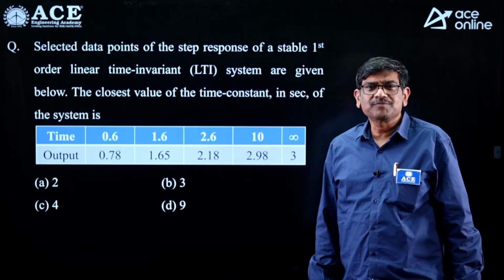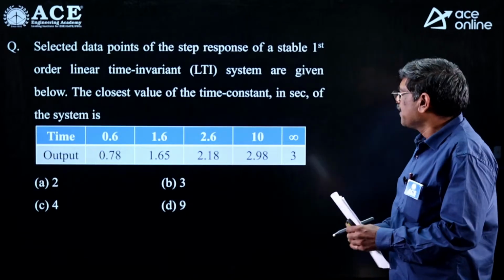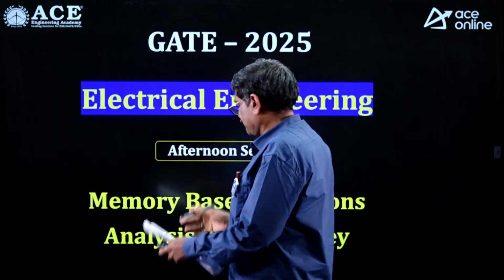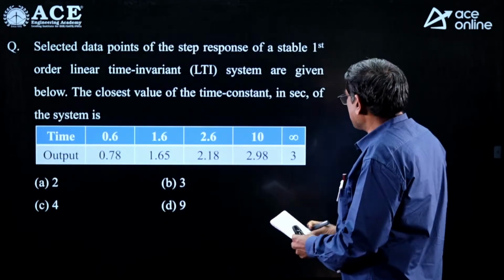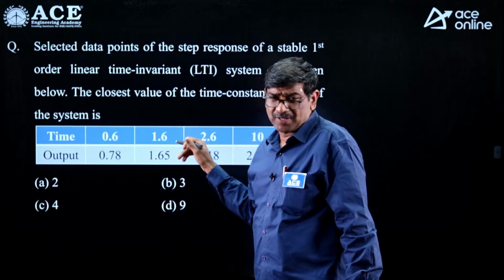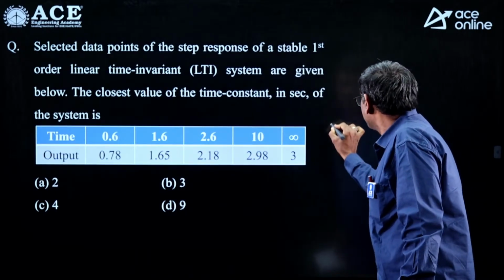In control systems, they asked 7 questions. This is one question related to the time domain analysis. Here a step response is given. Step response of a first order system is given, and data is given instead of the response. So what is the response given here based on data?